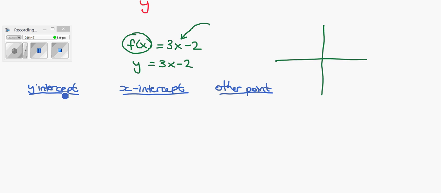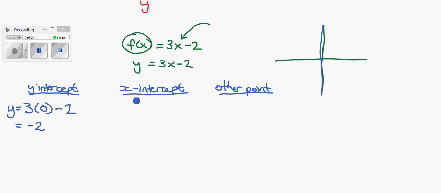Okay, so finding the y-intercept is where it crosses the y-axis. And that's going to be all along this y-axis, x is equal to 0. So to determine the y-intercept, we can actually set x equal to 0. So y is going to be equal to 3, and I'm going to replace x with 0, minus 2. So now 3 times 0 is 0, minus 2 is negative 2.